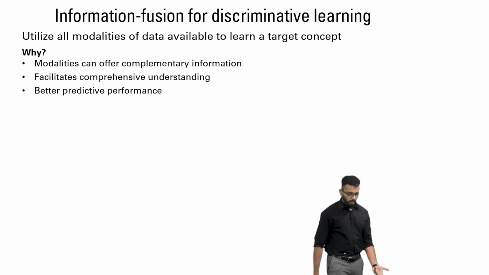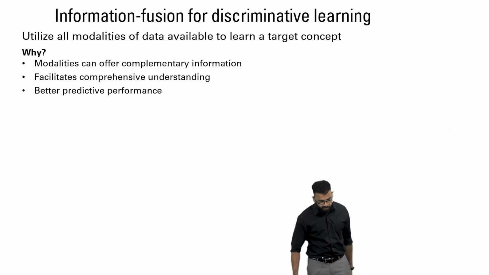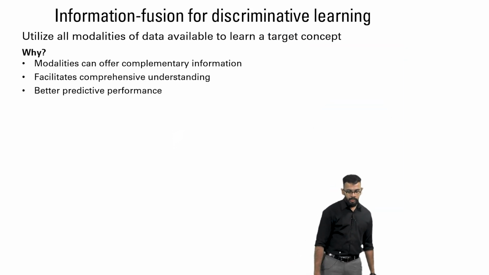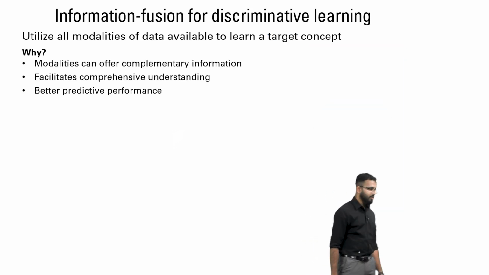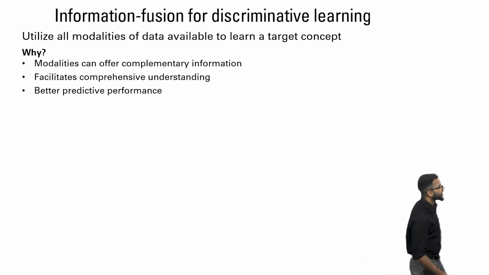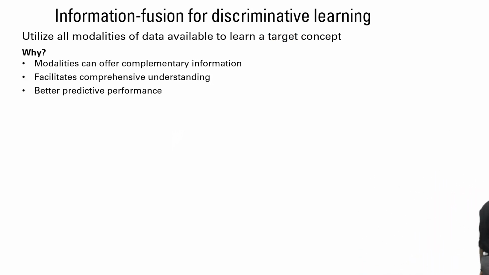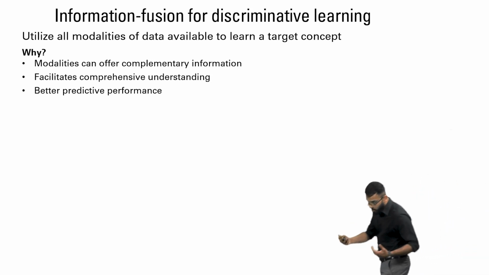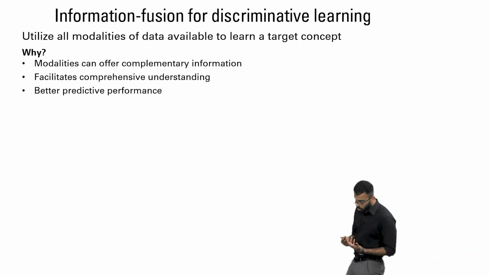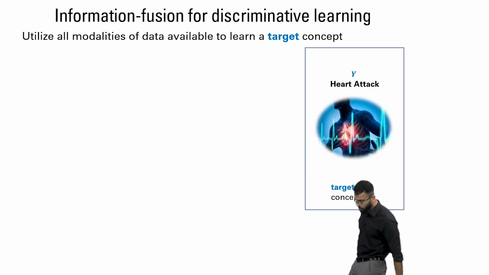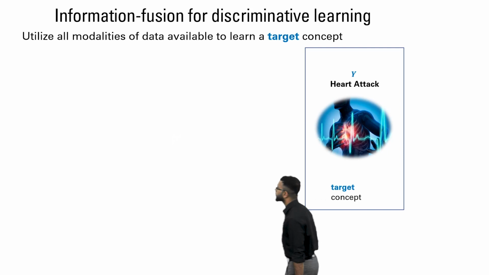So the context is that we want to utilize all modalities of data available to learn any given target concept. I'm just going to look at a discriminative learning task in this case. But what can happen in many real life applications is that your modalities can offer complementary information, and to get a better view of the world, you need to combine all the information to have a comprehensive understanding and better predictive performance, right?